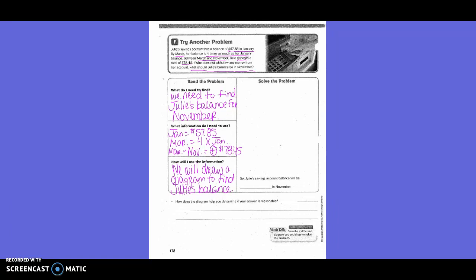Now we have to solve the problem, so we have to set up our diagram. So for January, how many boxes will we have? 1. And what will be the amount in our January box? $57.85. For March, how many boxes will we have? 4. Okay, and what will be written in each one of those boxes? $57.85.